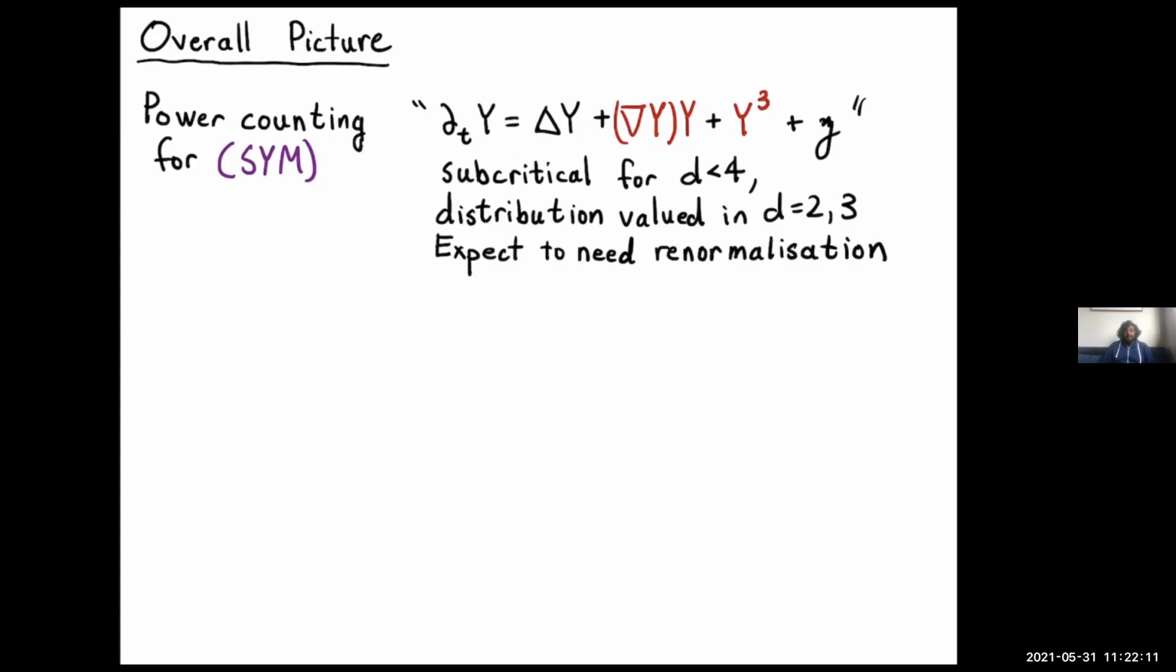And in 2 and 3 dimensions, you expect the solution to be a distribution, which means you need to define the nonlinearities in the renormalized sense. So again, the regularity of the solution you expect to be the same as the free field. In 2 dimensions, you're 0 minus, you just barely miss being a function. And in 3 dimensions, you're minus 1/2 minus. So you're quite a bit away from being a function.